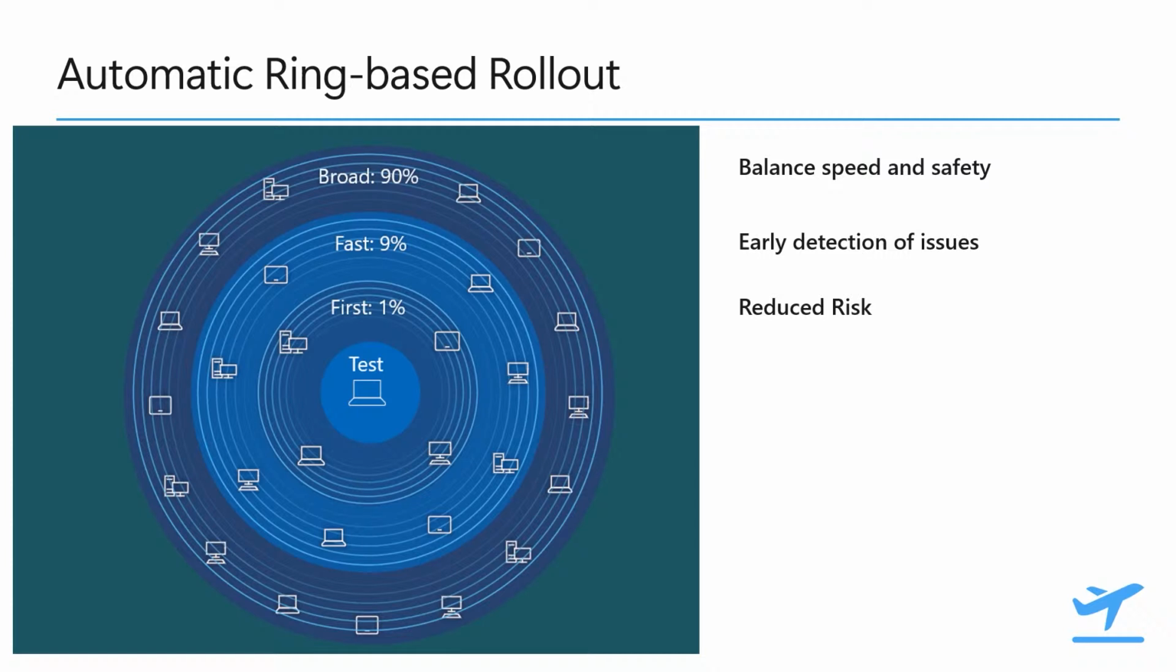The next is your fast ring, which is a broader and larger group that includes broader use cases and departments, but still excludes your critical or highly sensitive devices. And then the last one is your broad ring, which is the largest group covering the general population of devices in the organization. This rollout stage occurs only once all the prior stages have been very thoroughly validated.